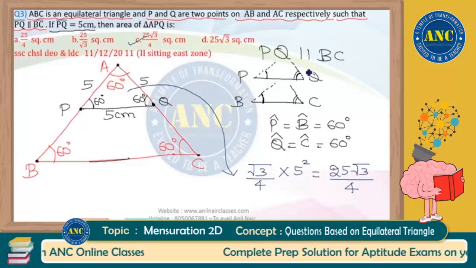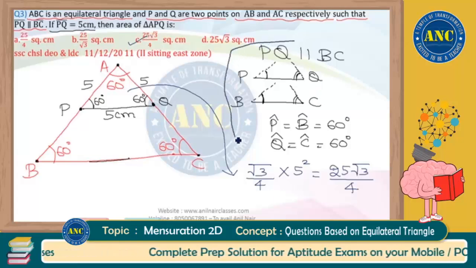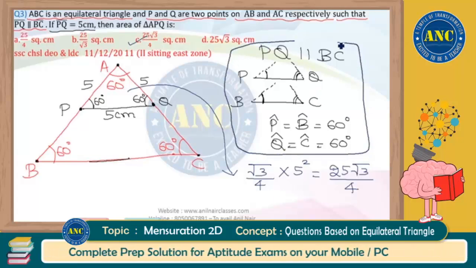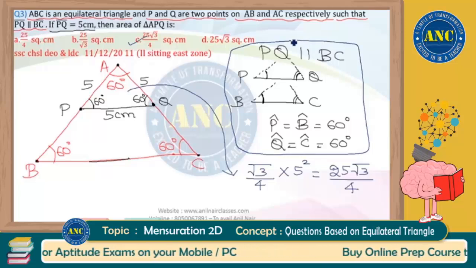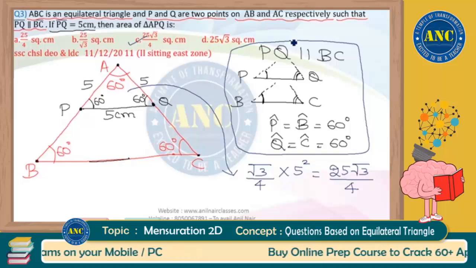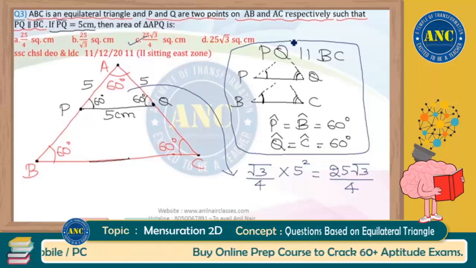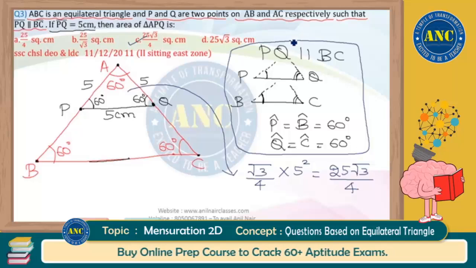Very, very easy. This is something which you need to identify. This is the important point, so that you can understand that P also will be equal to 60, Q also will be equal to 60, and thereby APQ becomes an equilateral triangle. Sorry, not right angle, sir, equilateral triangle. I hope the idea is clear for you people.